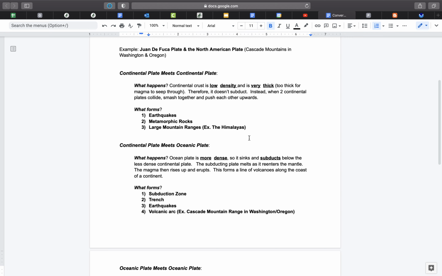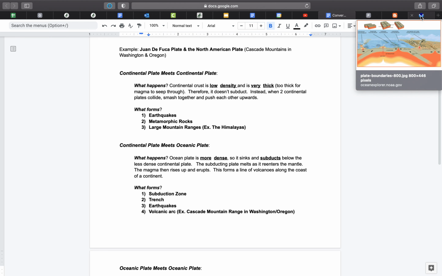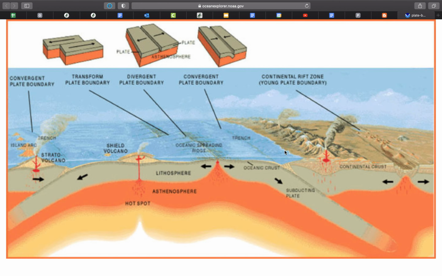And when that happens, you get a certain group of things that occur as a result of that subduction. You get a subduction zone, obviously, where one plate is being pushed under another. I'll show you a picture here. You also get an underwater trench. So here would be an example of what I'm talking about. A continental plate pushing against an oceanic plate. You have this deep underwater trench where subduction is occurring.